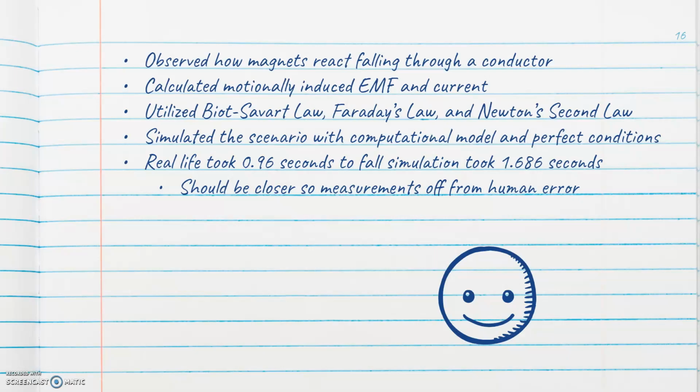To conclude, we observed how magnets react falling through a conductor and how it has to be a non-ferrous tube. We calculated the motionally induced EMF and current. We utilized the Biot-Savart law, Faraday's law, and Newton's second law in order to calculate the force. We simulated the scenario with a computational model, which had perfect conditions, and in real life it took me 0.96 seconds to fall, while the simulation took 1.686 seconds. These measurements should be closer because they should be exact in the simulation and in real life.